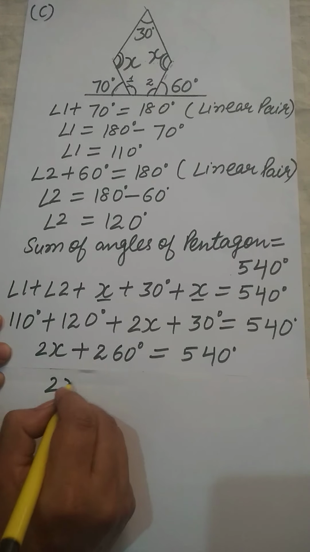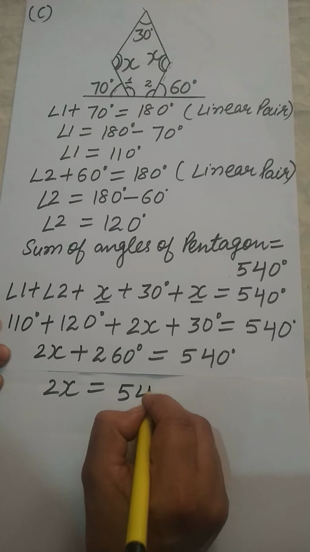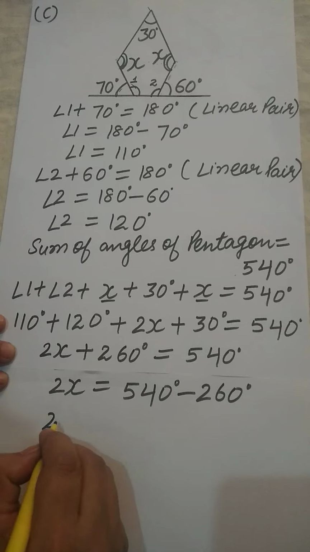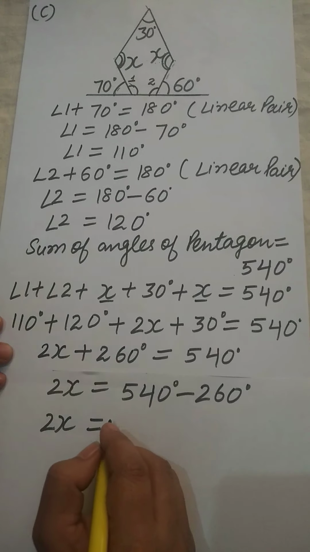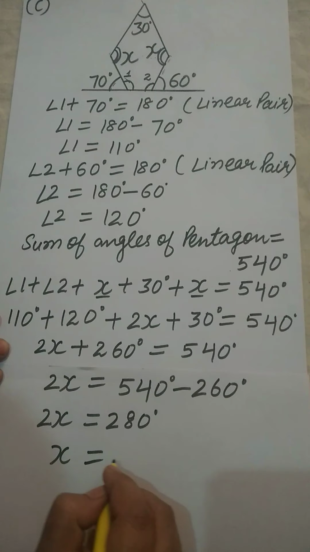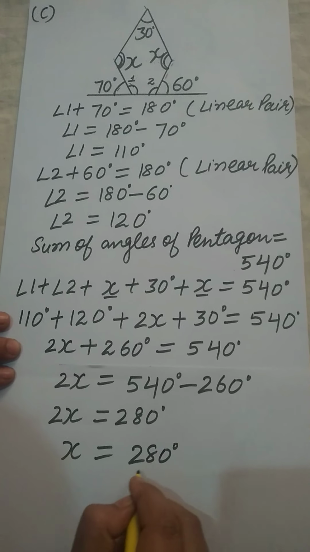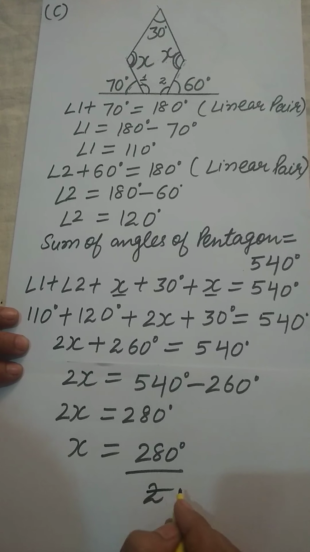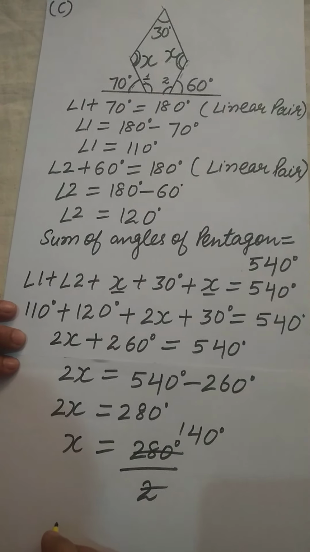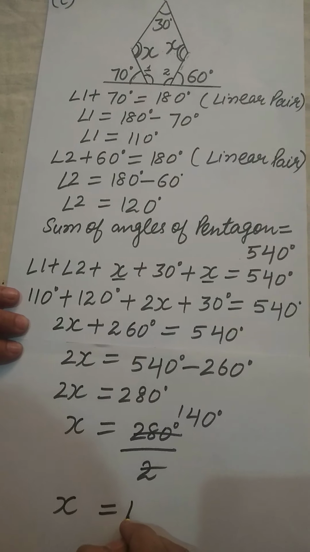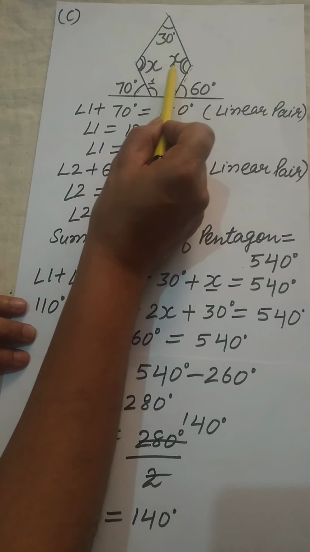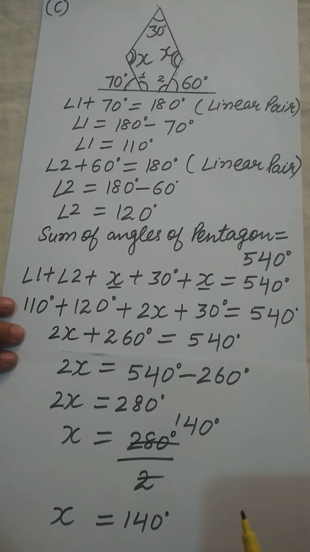So 2x is equal to 540 degree minus 260 degree. So 2x is equal to 280 degree, and x is equal to 280 degree divided by 2. 2 ones are 2, 2 fours are 8, 140. So x is equal to 140 degree. So the value of these two x is 140 degree.